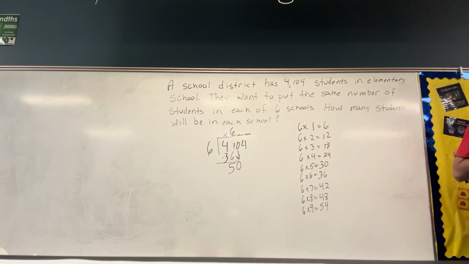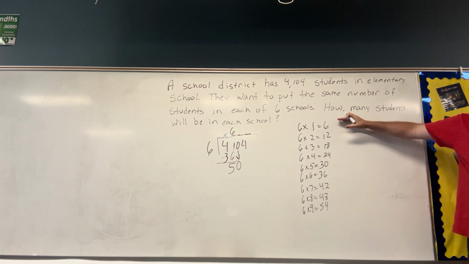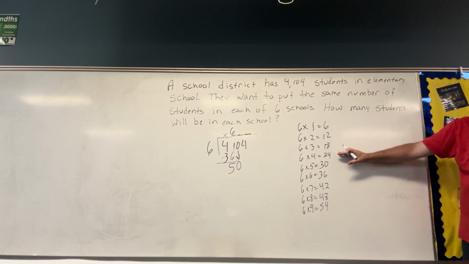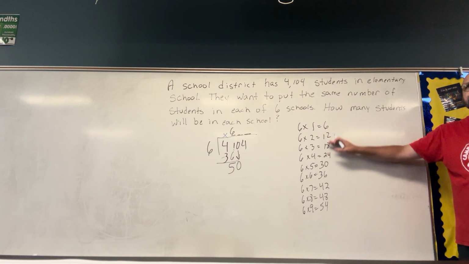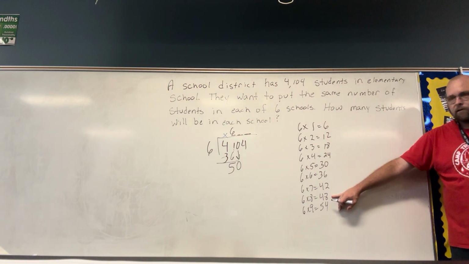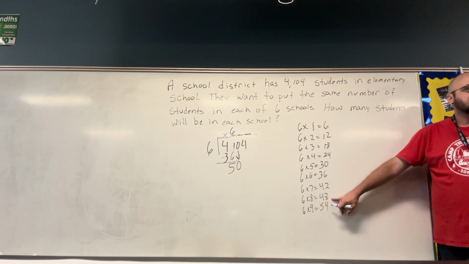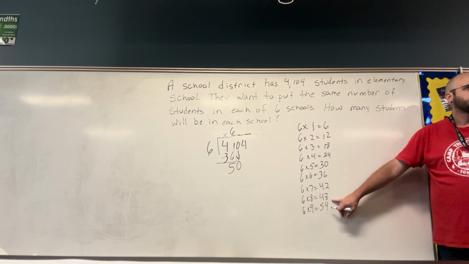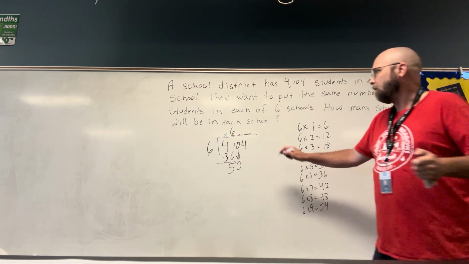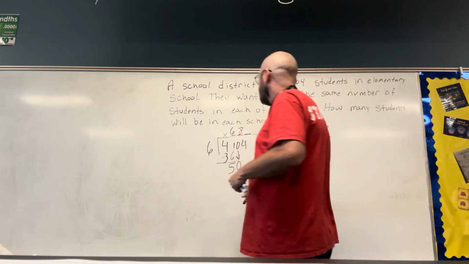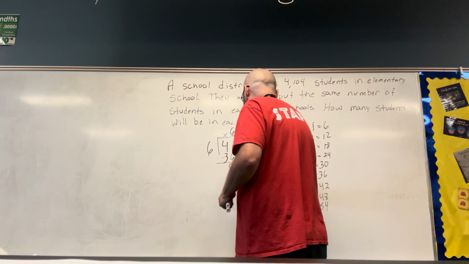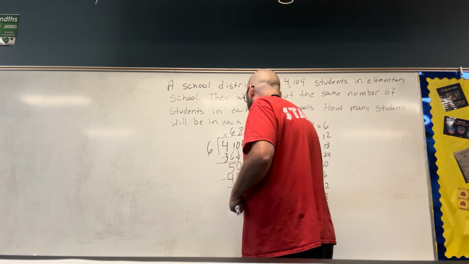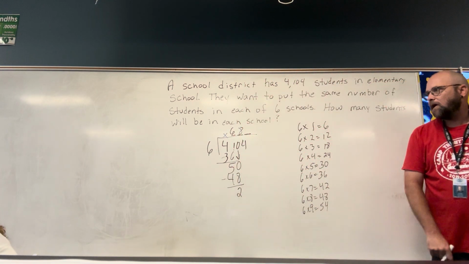I've done all the difficult work. I've listed my multiples. So I go through my multiples, I find as close to 50 as I can get without going over, and it's what? 48. So 6 times what gives me 48? 6 times 8. That's going to be in my tens place. 6 times 8 is 48. That's what I'm subtracting. And 50 subtract 48 gives me a 2.